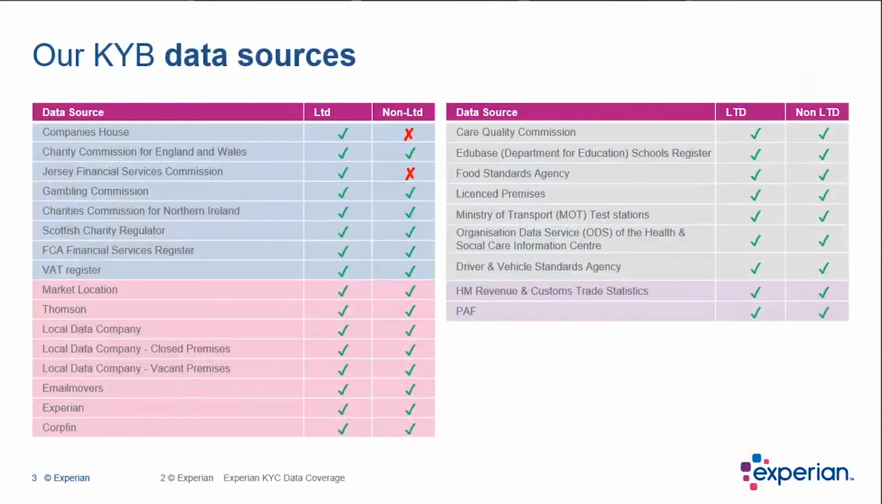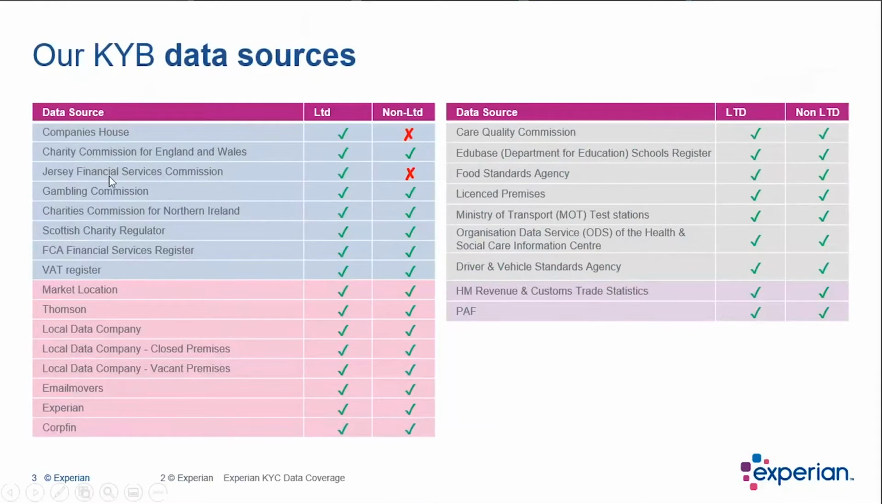So these are the Experian KYB data sources. If you have a look at the top left, you'll see that you've got Companies House in there, commonly viewed as the only UK company register. And I would challenge that's not really the case. So if you're looking for trusted sources to really validate a company name, address, and the business nature, there are other UK registers that you can really draw upon.